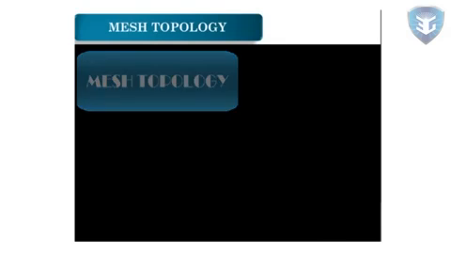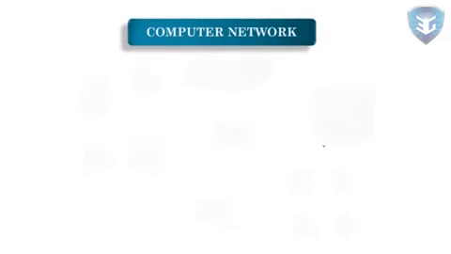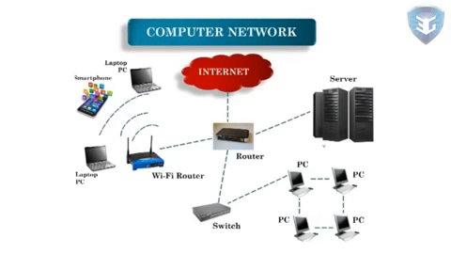Mesh topology. A network setup where each computer and network device is interconnected with one another, allowing for most transmissions to be distributed even if one of the connections goes down. This topology is not commonly used for most computer networks as it is difficult and expensive to have redundant connection to every computer. Now let's see what a computer network is.